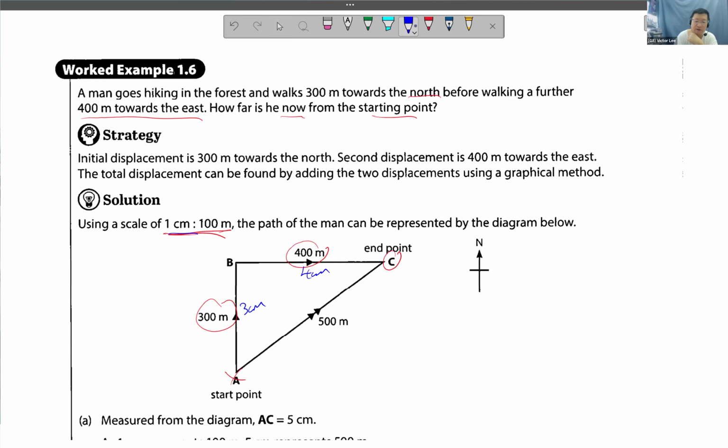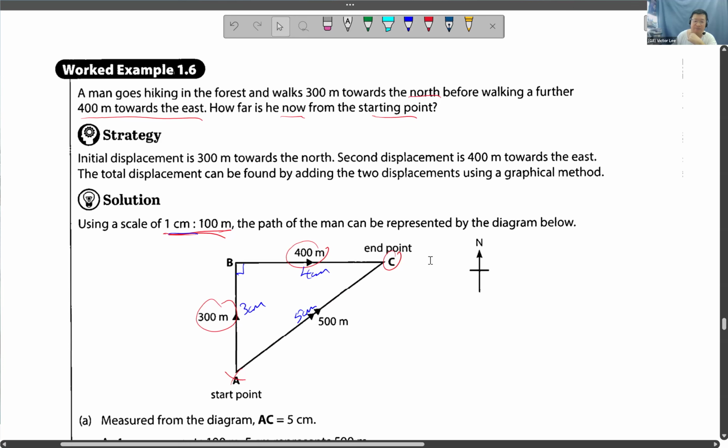4 cm. If you draw exactly north, then east, 3 and 4, you end up with a 5 cm diagonal. Imagine it's a diagonal 5 cm. And because 1 cm represents 100 meters, 5 cm represents 500 meters from the starting point. That's how you use the scale to draw, scale drawing. Is it okay?